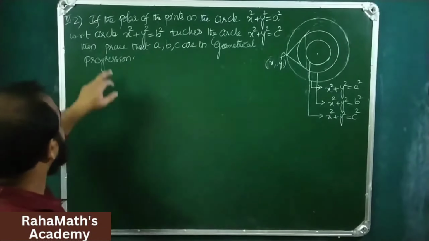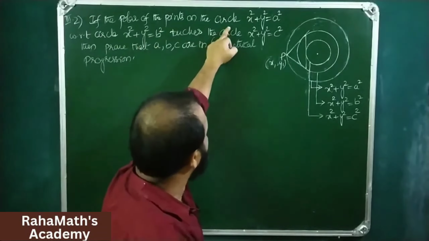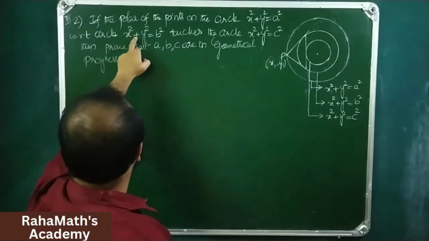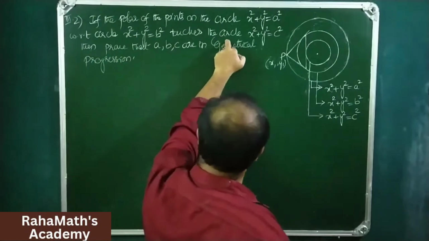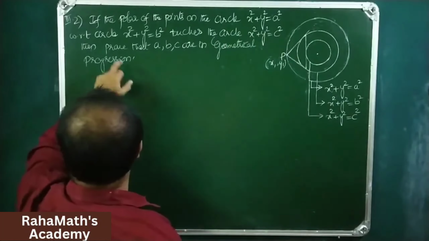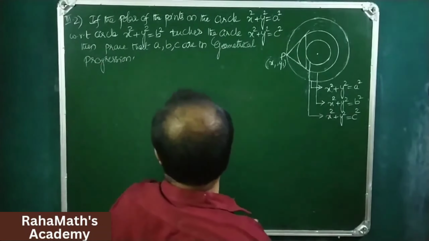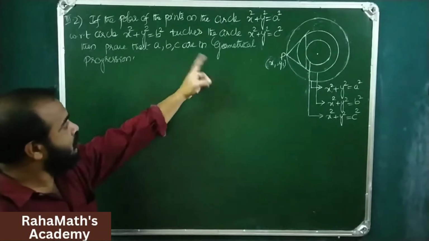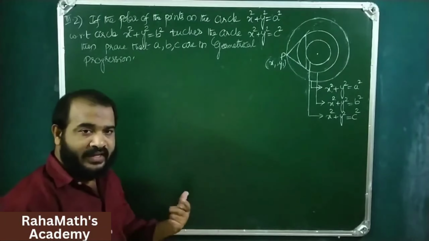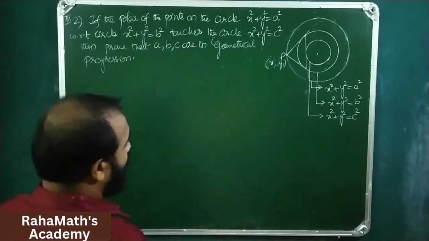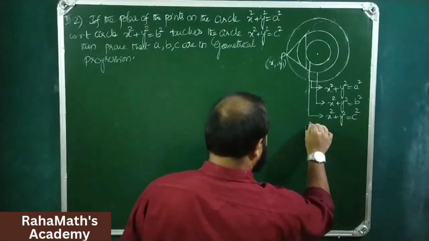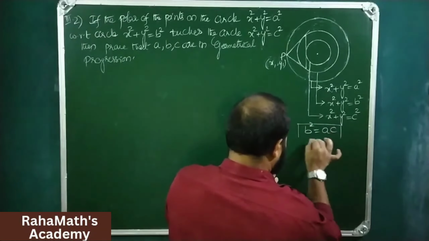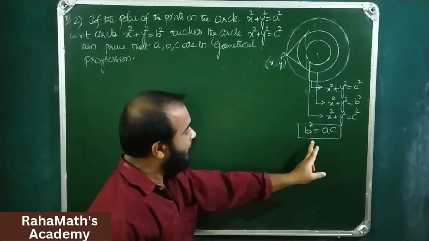The next question is, if the polar of the points on the circle x square plus y square equals a square, with respect to the circle x square plus y square equals b square, touches the circle x square plus y square equals c square, then prove that a, b, c are in geometrical progression. We know that if a, b, c are in GP, b square equals ac. So that is what we are going to prove: b square equals ac. This is what we have to prove ultimately.